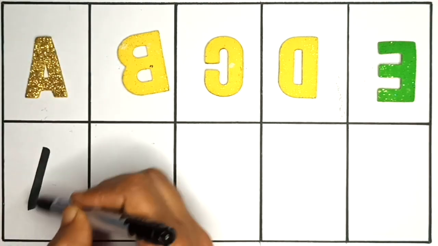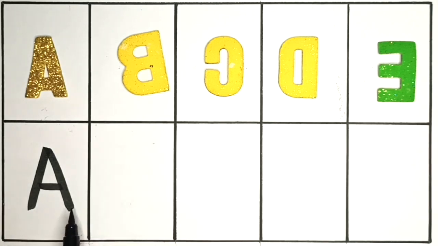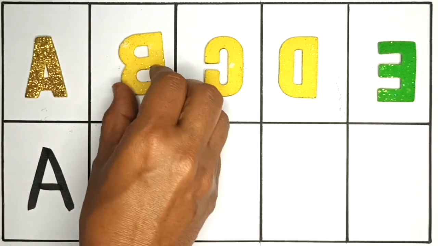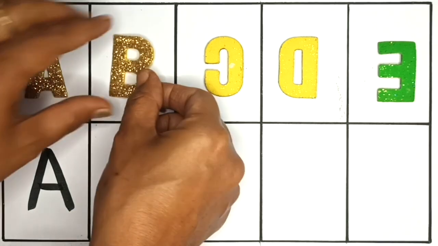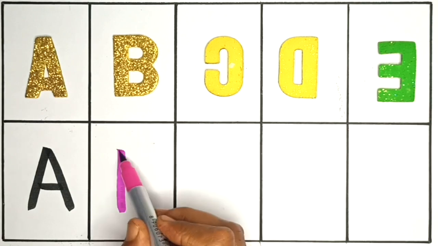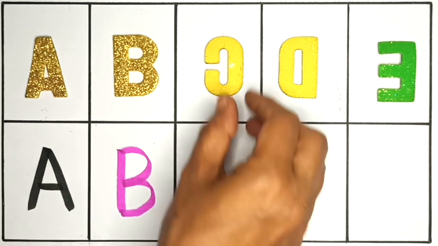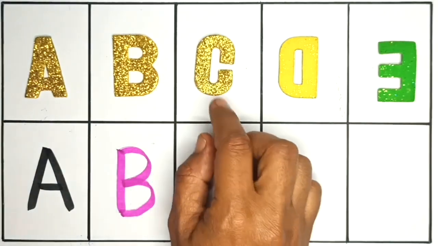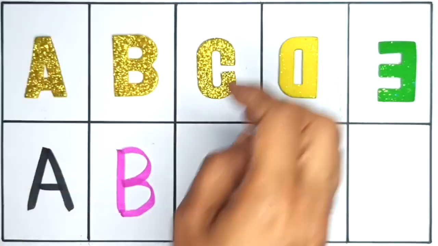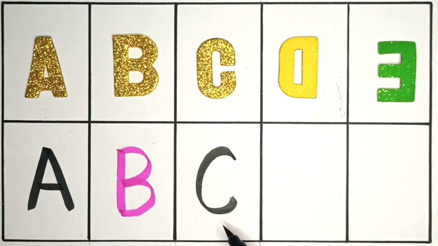A. A for apple. A. B. B for ball. B. C. C for cat. C.